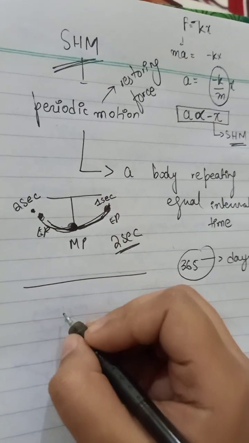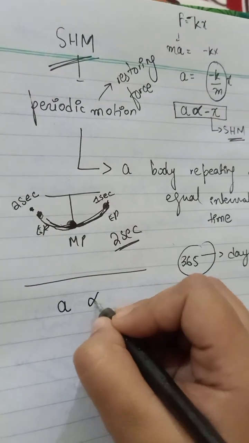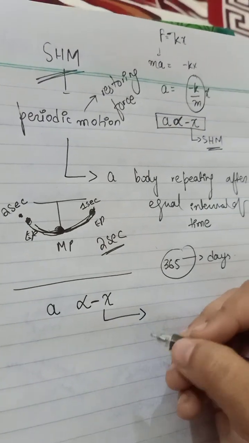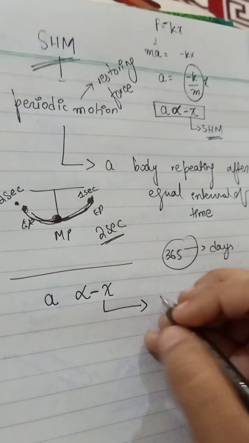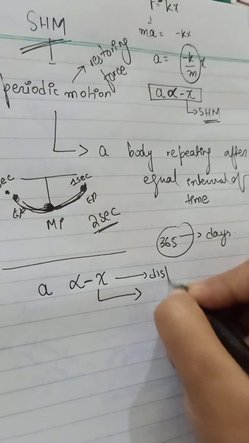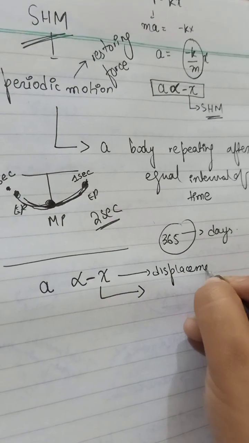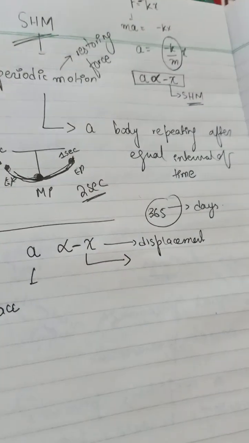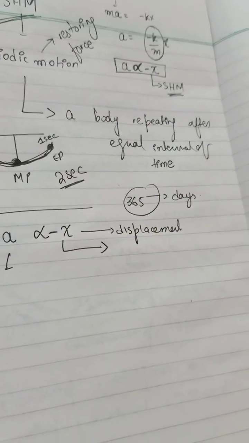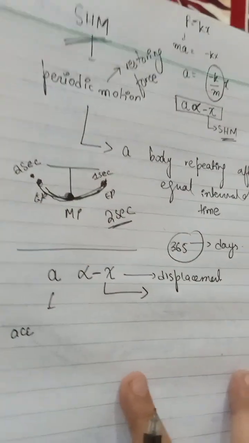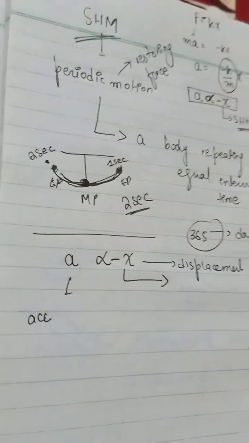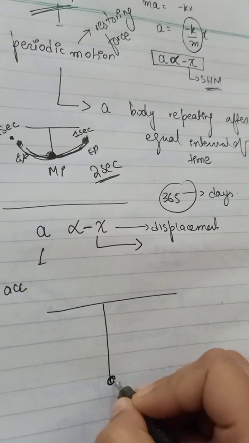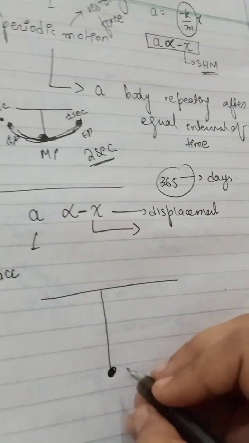So here the equation is that a is directly proportional to -x. The minus indicates the direction toward the mean position, and x is the displacement, and a is the acceleration. The more acceleration, the more displacement. For example, you can take the example of the simple pendulum. Understood what simple harmonic motion is?